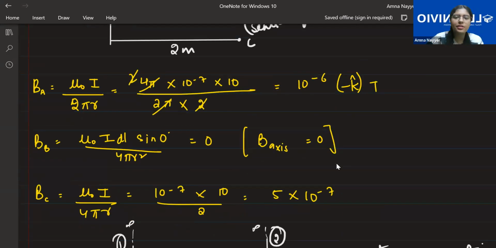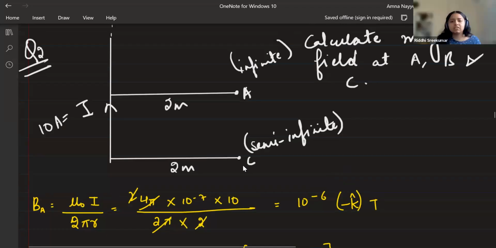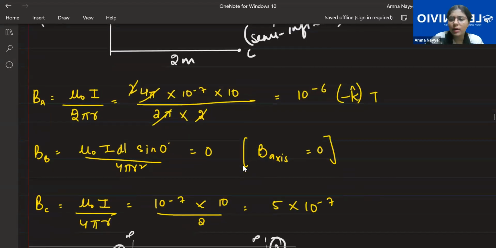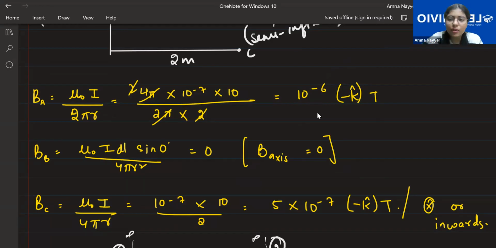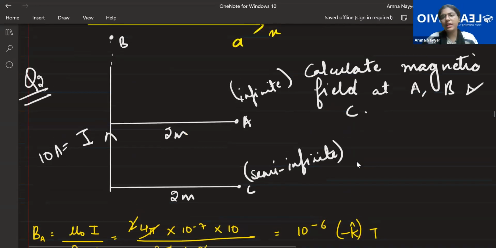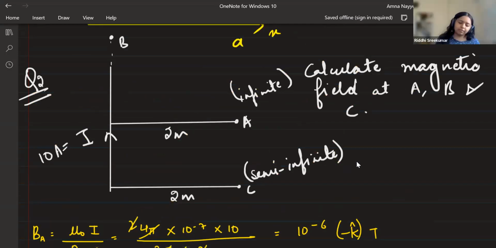What's the direction, Riddhi, for the C point? It will be inwards, because it's just located below. This is minus k cap. As I said, you can write any direction: you can make this symbol, or you can write inwards. These are all fine and accepted in the board exams. It's just that for a combination of figures, k cap, i cap, j cap will help you decide. Please write it.